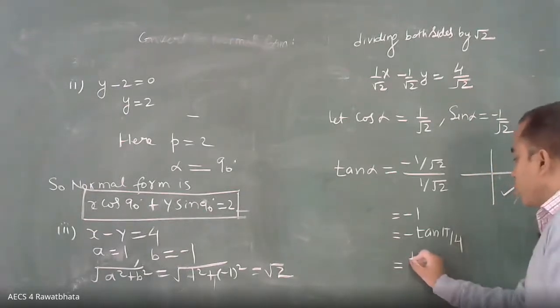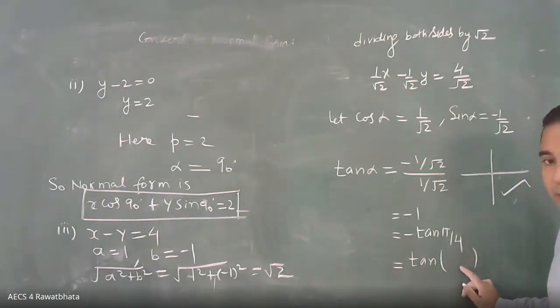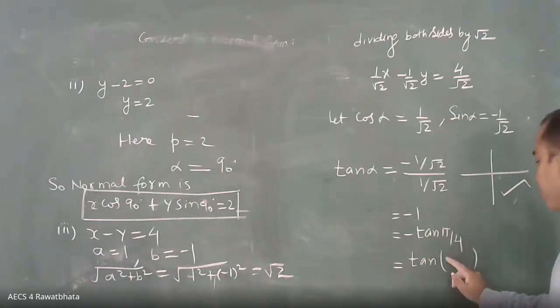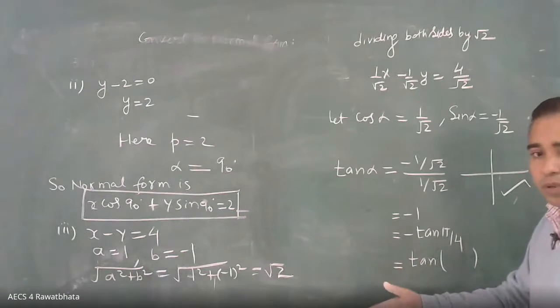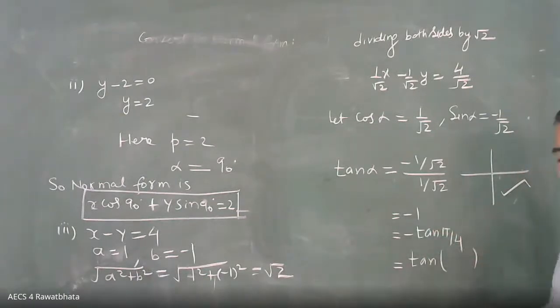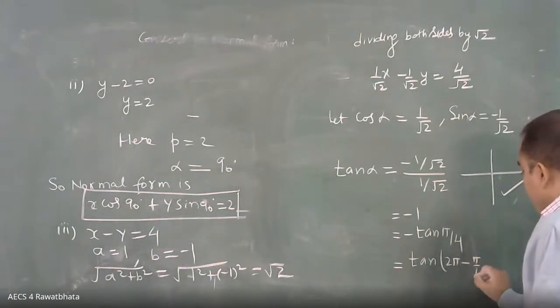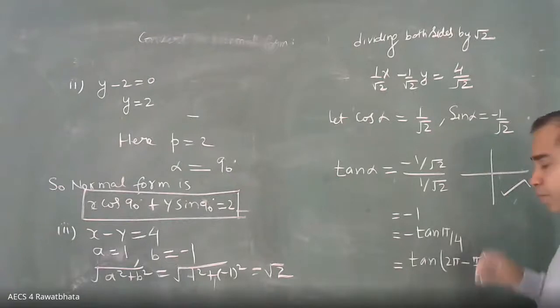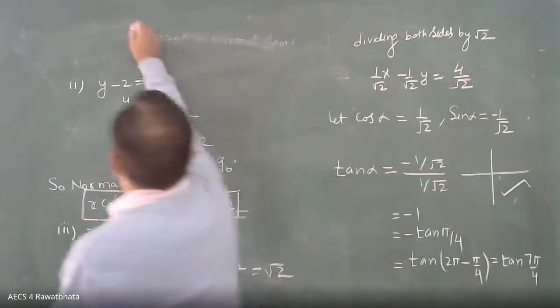So you should not write pi minus pi by 4. Pi minus pi by 4 will send alpha in second quadrant, which you don't want. So writing pi minus pi by 4 will be wrong. You can write minus pi by 4. That will go in fourth, no problem. Or you can write 2 pi minus pi by 4. That also will go in fourth quadrant. That also will work. So कुछ भी लिख दीजिए. Suppose 2 pi minus pi by 4 लिख दीजिए. Simply minus pi by 4 भी चलेगा. So this is going to be tan 4 2s are 8, 8 minus 1 is 7, 7 pi by 4. So alpha is 7 pi by 4.